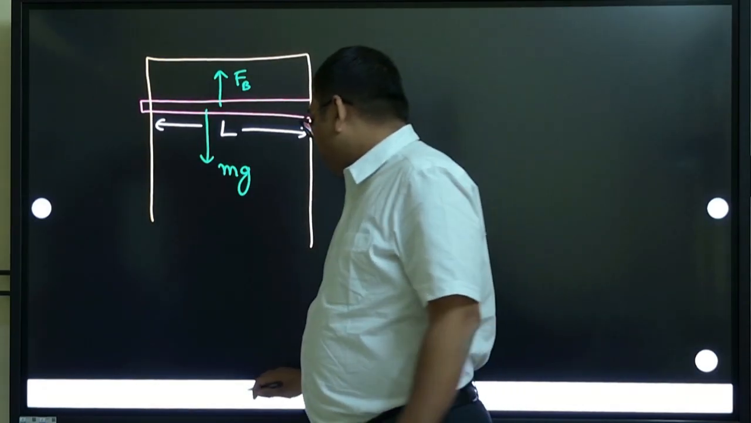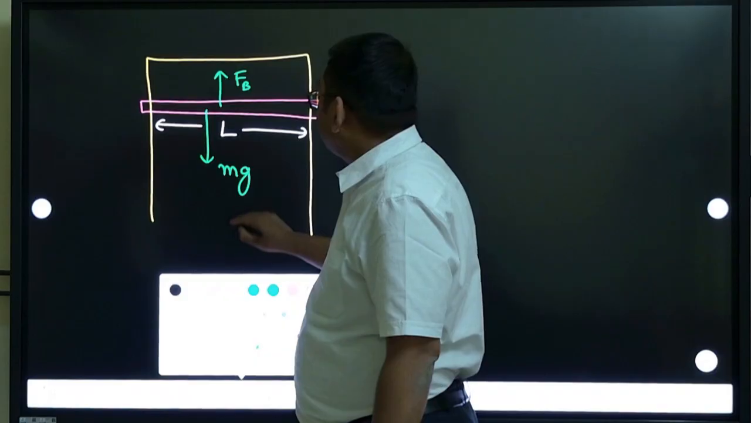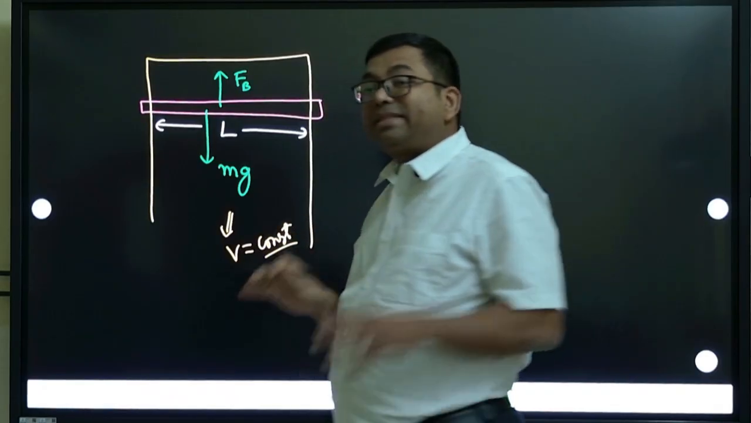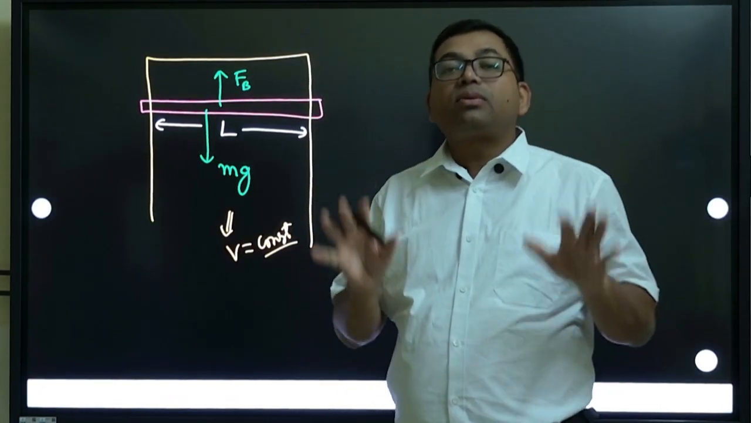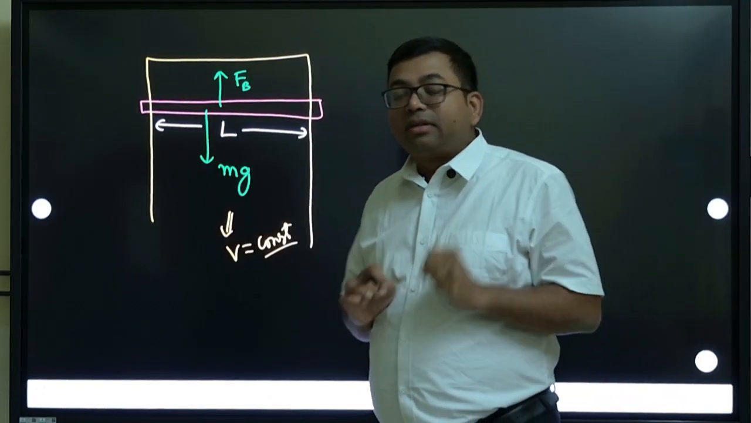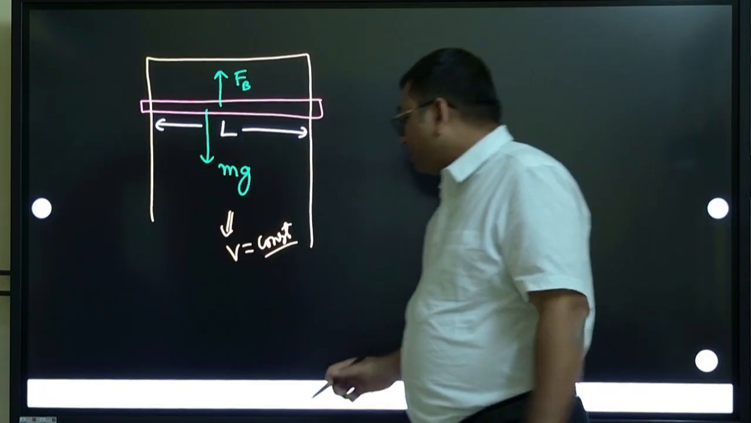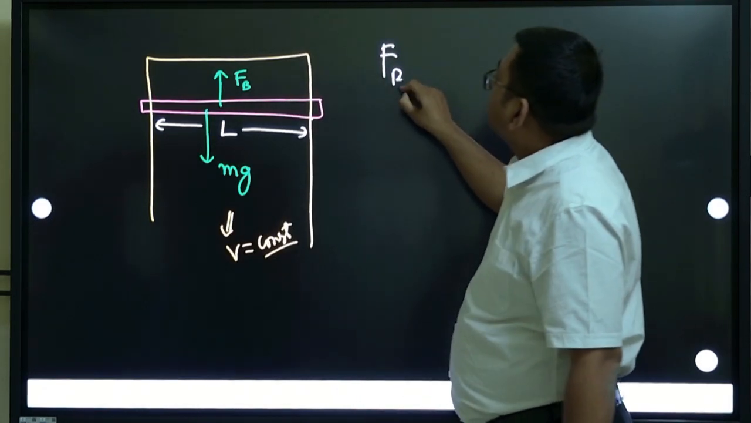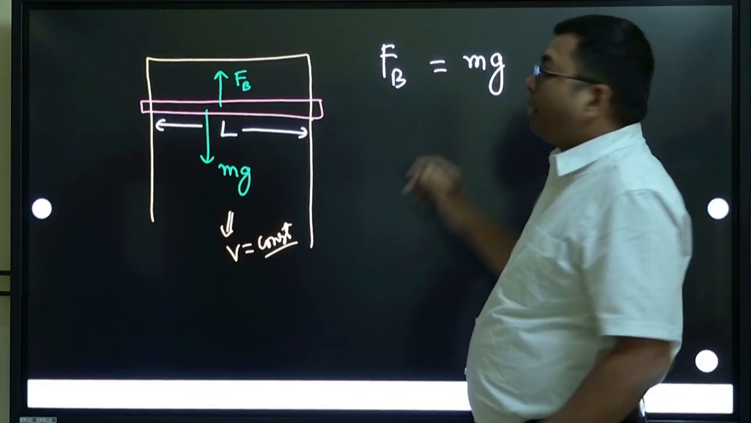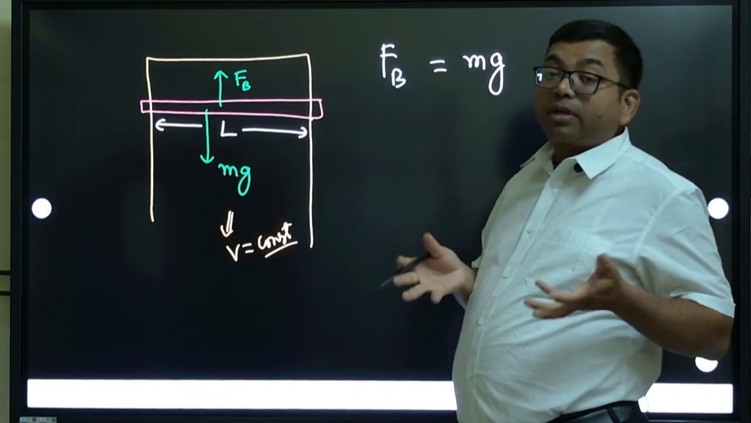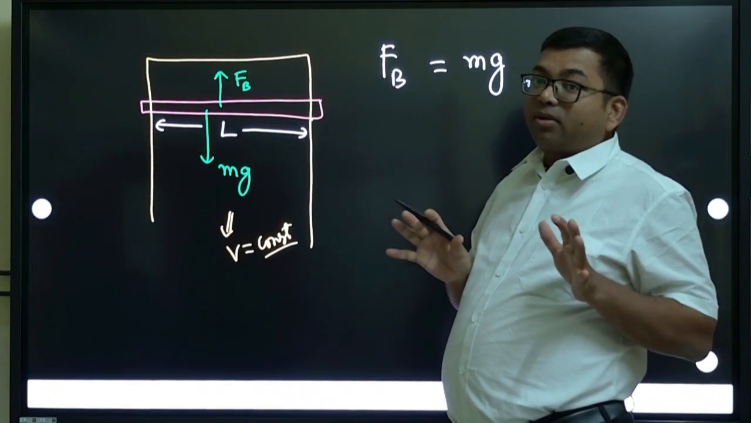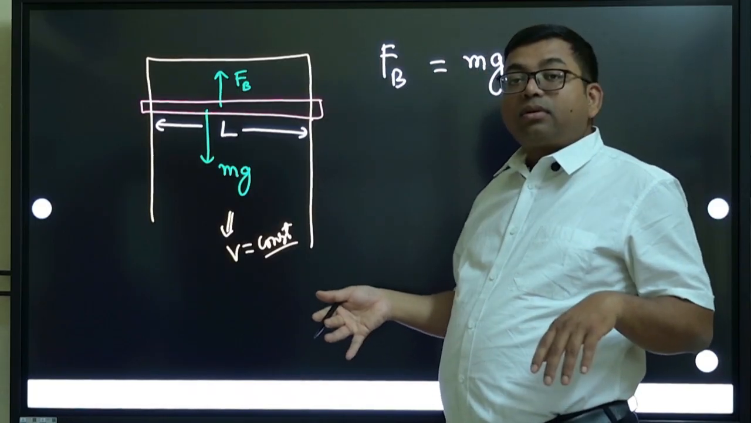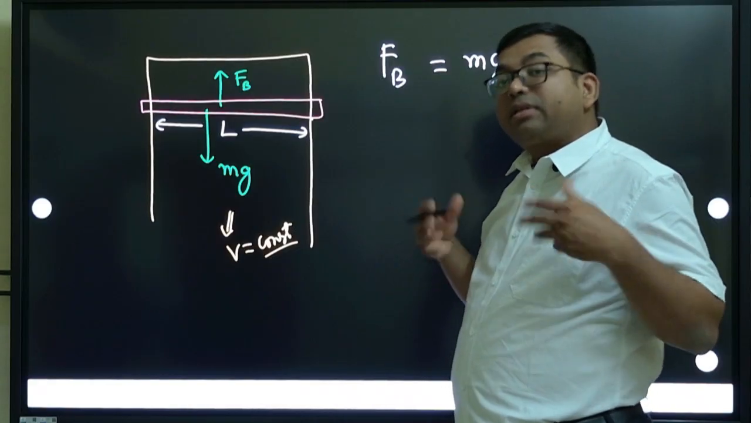Of course it is going downward with a velocity v, so it will be going with a constant velocity. Terminal velocity means that only. Terminal velocity means it is going to attain equilibrium, constant velocity. So we need to find that. What do you need to do? Equate the forces. Magnetic force is equal to mg, and what is the magnetic force? Here charge is not there, so let us say some current will be there. Why current? Because as this is going down, there will be an EMF induced.